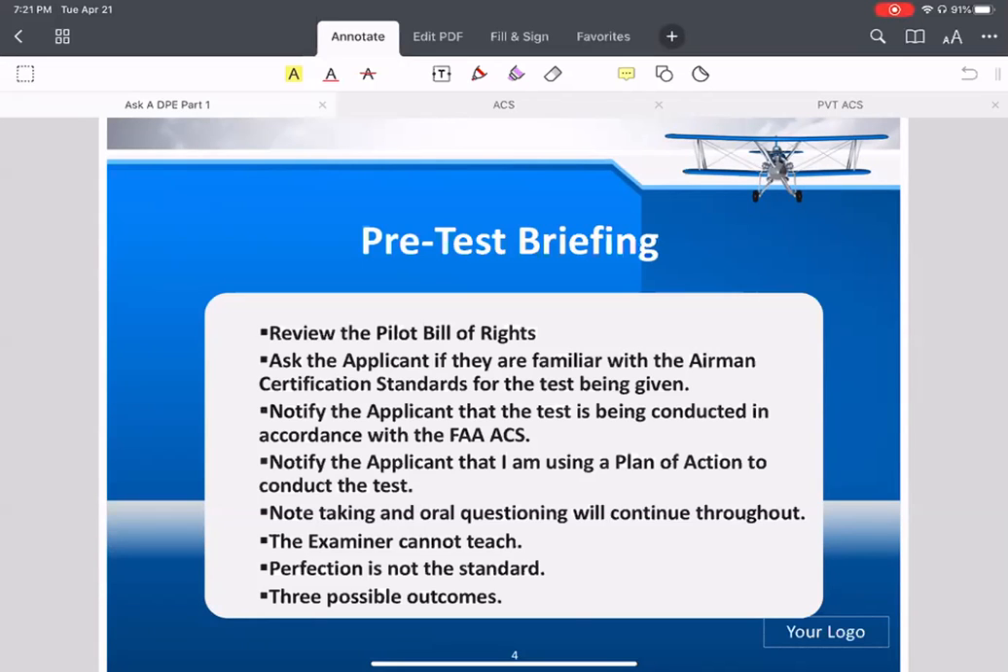The other big thing, and this is huge in my opinion, is a very big part of the pre-brief. Perfection is not the standard. I know your instructor is expecting you to be perfect. You're expecting you to be perfect, but as an examiner, I'm expecting you to meet the ACS standards, and that's it.